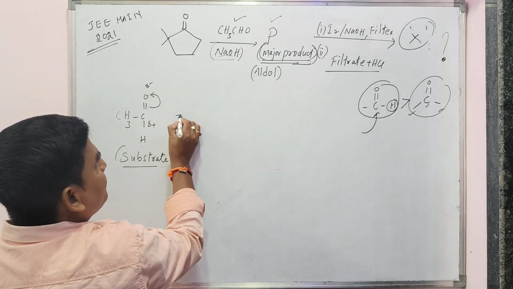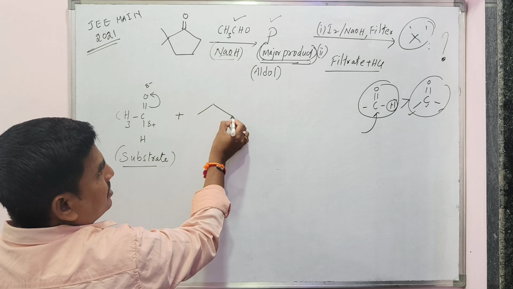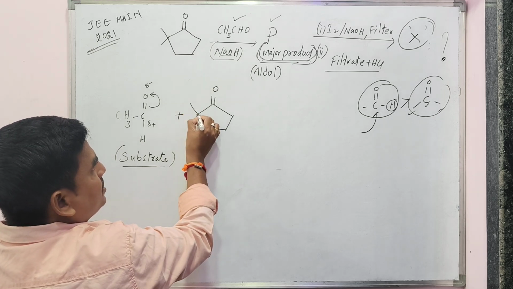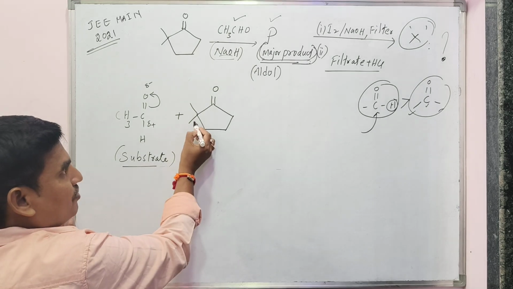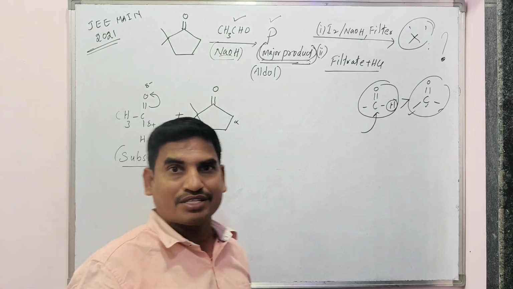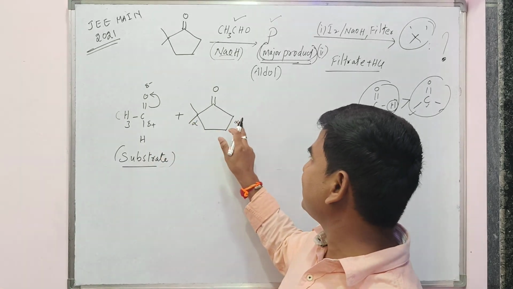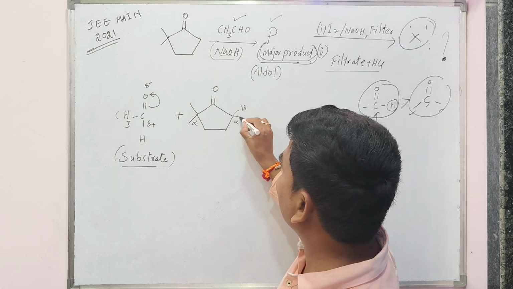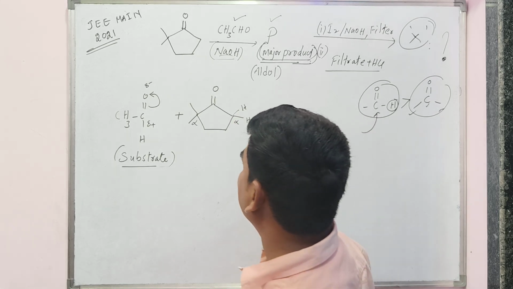Now we can go for the keto compound. A cyclic ketone is given here, with C double bond O and two methyl groups. Here is an alpha carbon, and here is also an alpha carbon. Here there is no alpha hydrogen, it is a quaternary carbon. Right? On this side there are alpha hydrogens: two alpha hydrogen atoms are available here, and one more alpha hydrogen here.